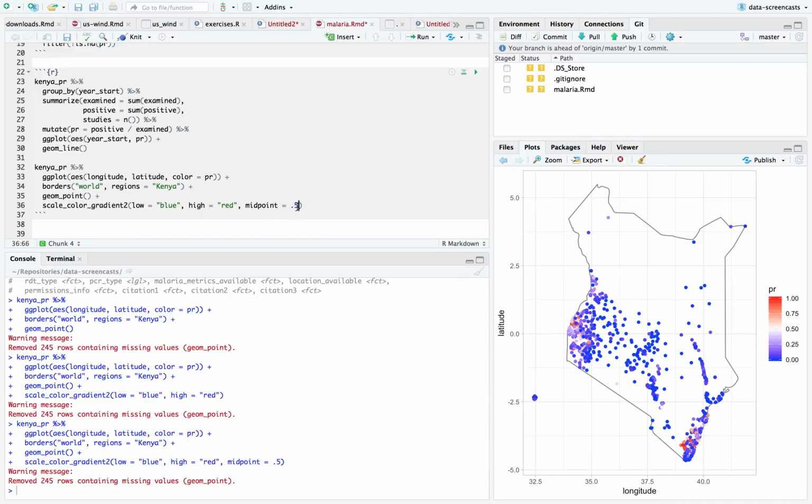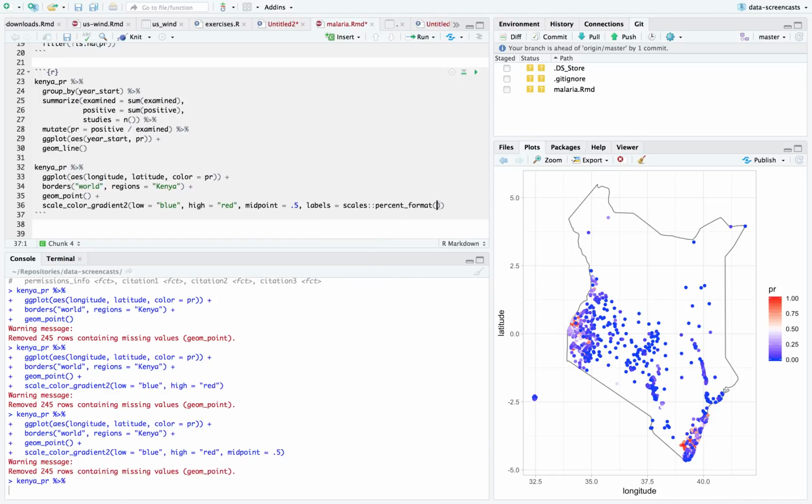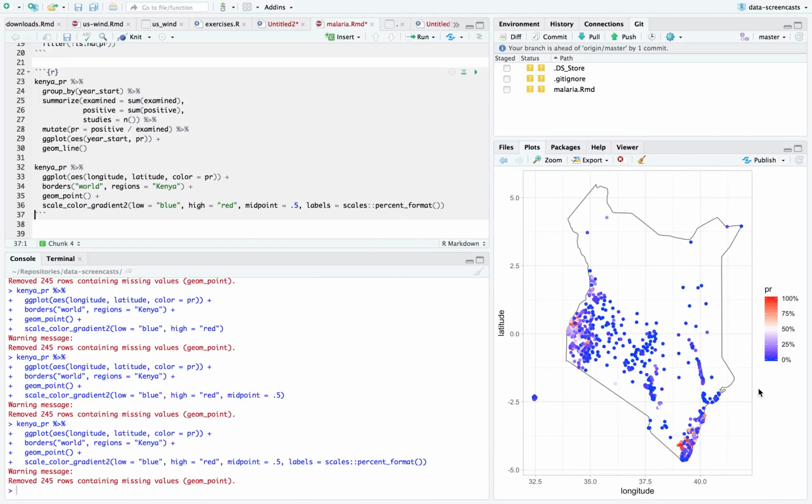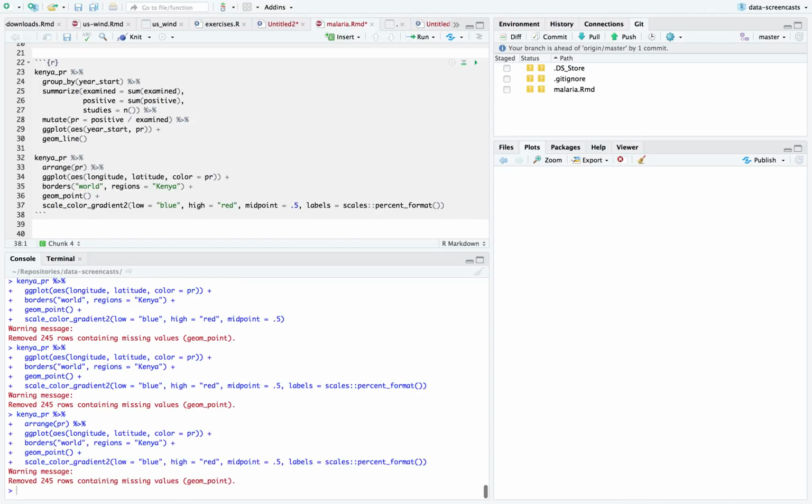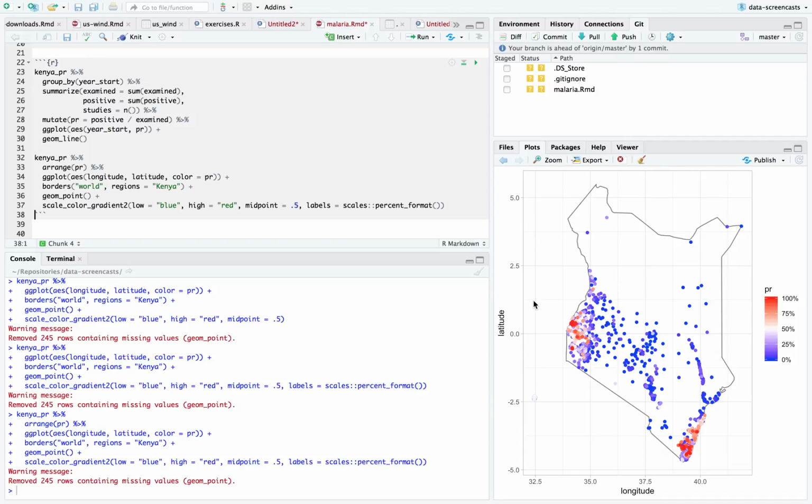Other thing I do while I'm setting the scale color gradient is say labels is percent format. It'll look a little bit clearer. Okay. When you put points on a graph, if you want to show the most dramatic points on top, you want to ensure that you see the highest ones. You can actually arrange them so that in order of PR, it'll plot the points in the order that they have sorted. So if I arrange them from the lowest PR to the highest, it'll plot the highest ones last. You actually get a somewhat different visualization at that point.